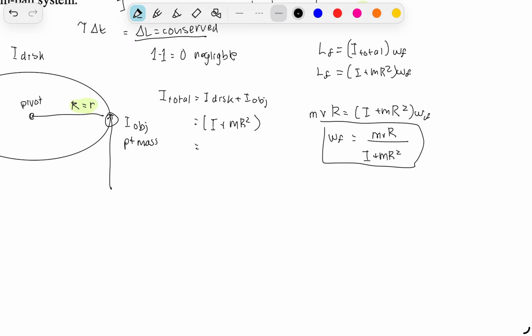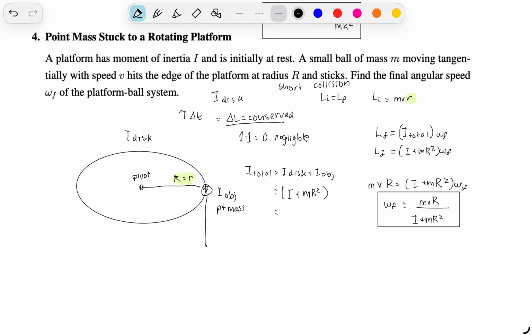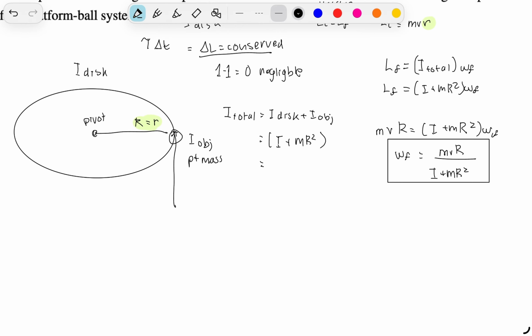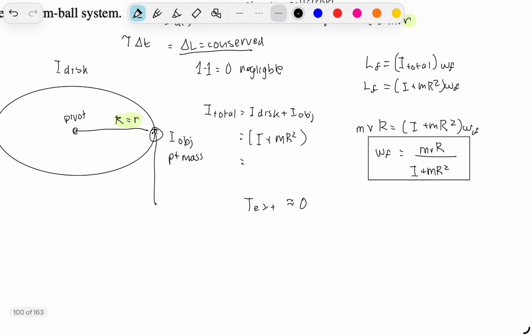And this also makes sense because during this short collision, our external torque is going to be approximately negligible. So that's why, again, we have angular momentum conserved.